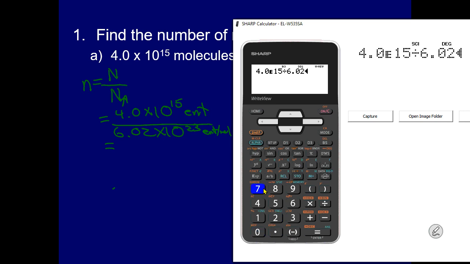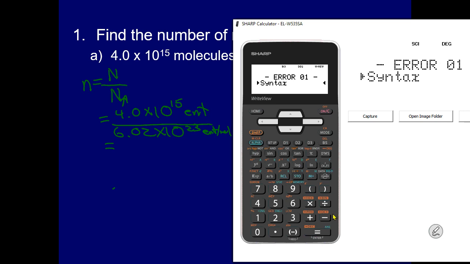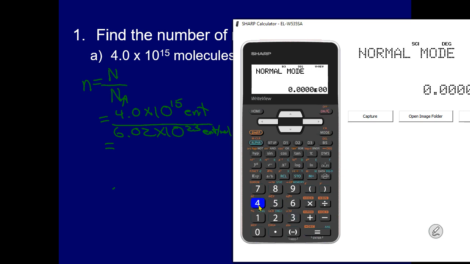0.02 exp 23 equals, syntax error. What did I do? Clear. Start again. 4.0 exp 15 divided by 6.02 exp 23 equals 6.6 times 10 to the minus 9.